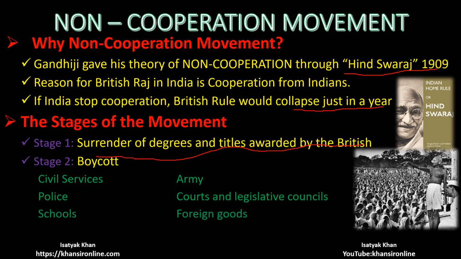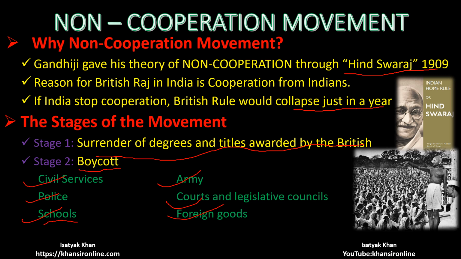And what would the second stage be? The second stage would be boycott. Boycott of what? Civil services, army, police, court and legislative councils, schools, foreign goods, and some other things were also there, but these are mentioned in the textbook. So what is the meaning of boycott? Boycott means all those Indians who are employed in the services, providing services to the government, would resign from their jobs and stop doing the work. That's one way. And the second way, the Indians who are using those services will also stop using them. For example, I'll take the example of schools.